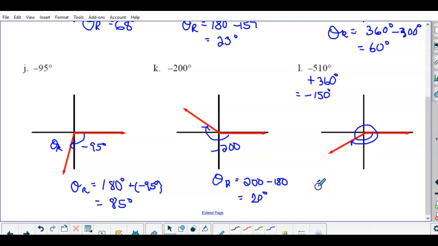Okay, and then for my reference angle, this was your reference here. I forgot to label it. You can go 200 plus negative 150, and so you get 50 degrees for your reference angle.